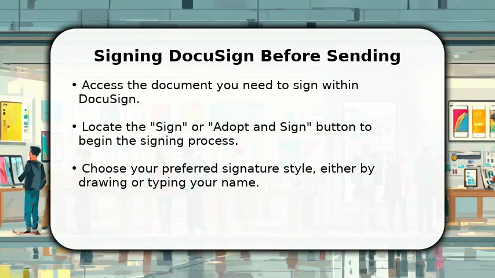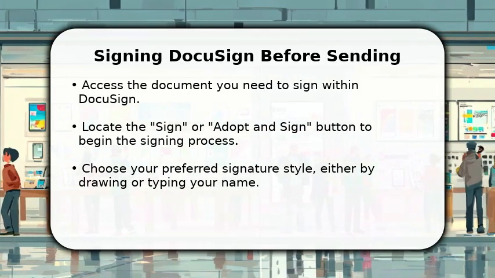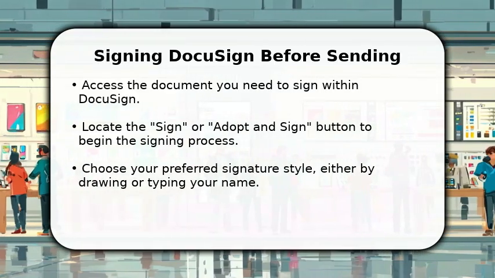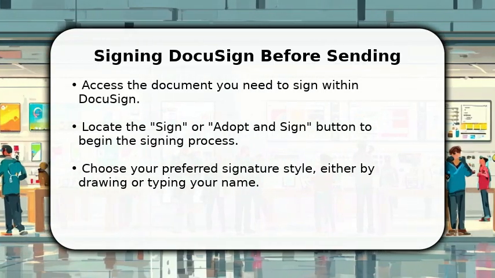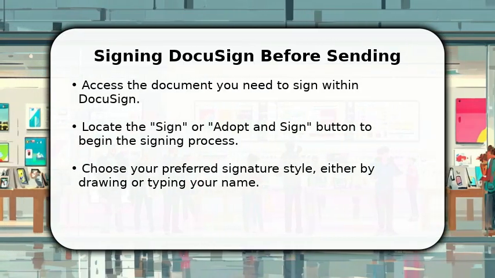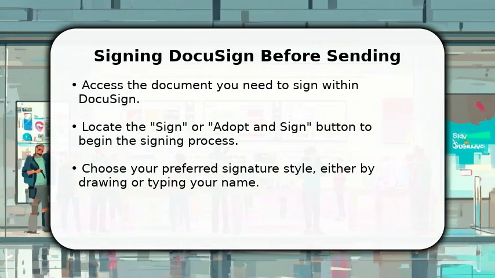In this video, I will explain how to sign a DocuSign document before sending. First, open the document you wish to sign within the DocuSign platform. Look for the prominent Sign or Adopt and Sign button, usually located at the top or bottom of the document interface. Clicking this will prompt you to select your signature style.